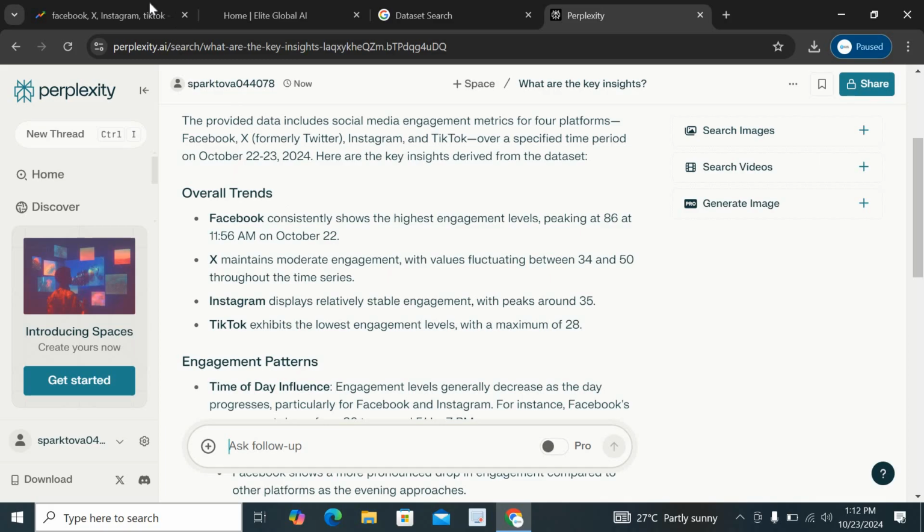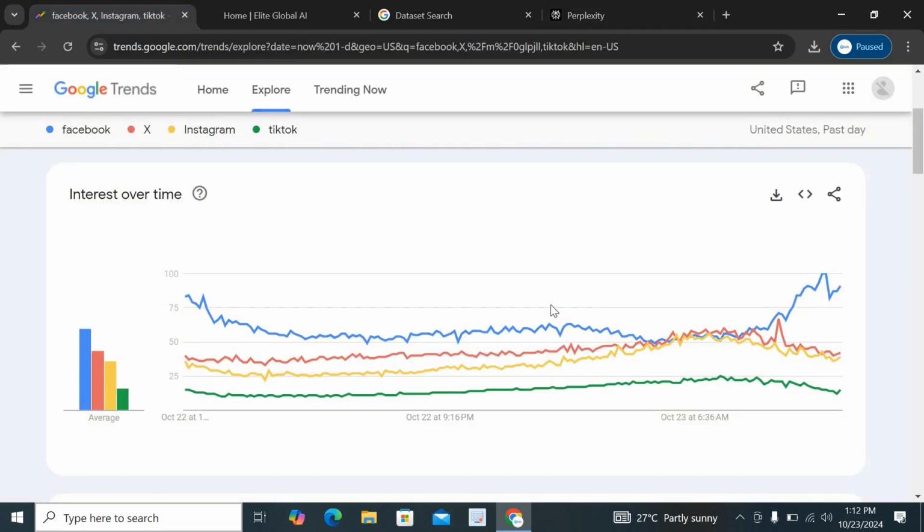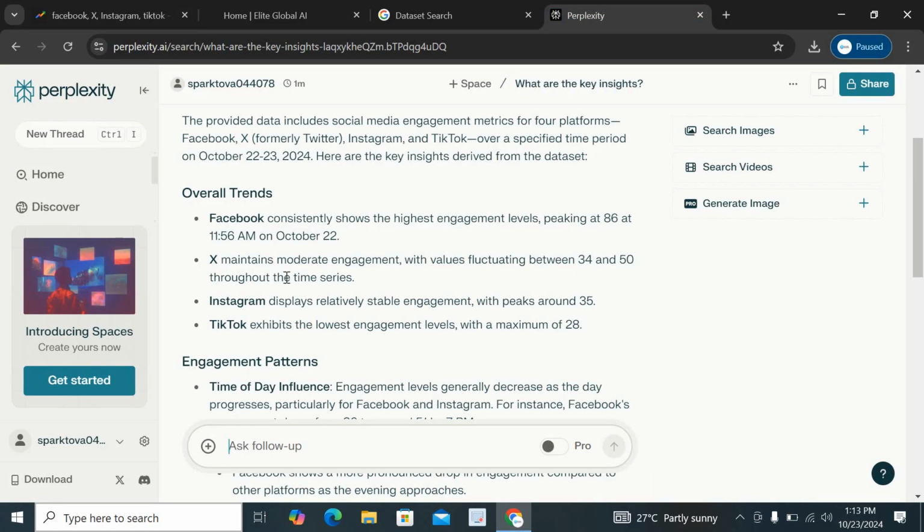on October 22nd. Now we definitely could not see this anywhere. I mean, we could try 11:26 p.m. on October 22nd. This is 11:56 p.m. So it's not really, okay, I think I might be able to see 11:40. Oh well, I really can't see it from here, but our AI tool was able to see it and it gave us the answer, right? Shows the highest engagement levels peaking at 86, 11:56 a.m.